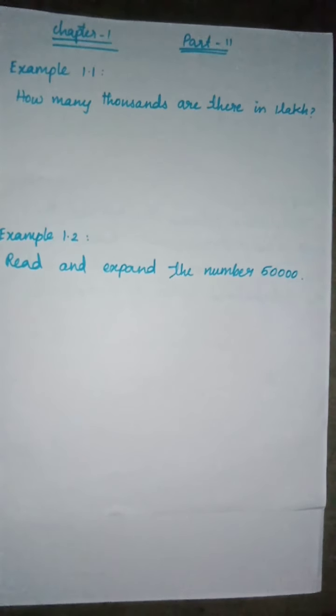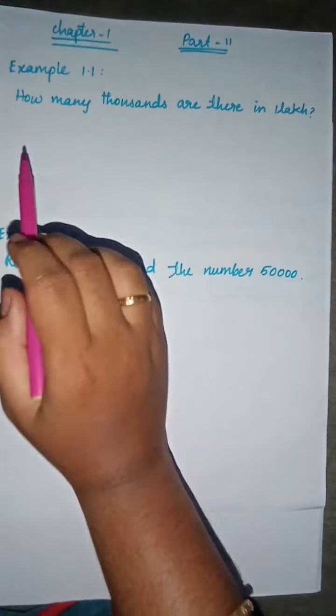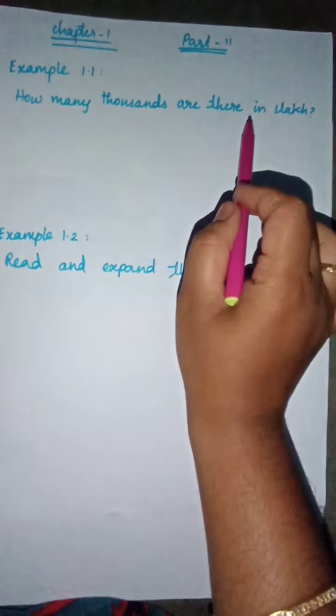Clear? Now the exercise example 1.1: what you did in your introduction, in try these, in exercise sums, all that will be combined and given as a conclusion here. What is my conclusion? A result, like to check your knowledge. Now, can we check? What is your first question? That is example 1.1: how many thousands are there in 1 lakh?